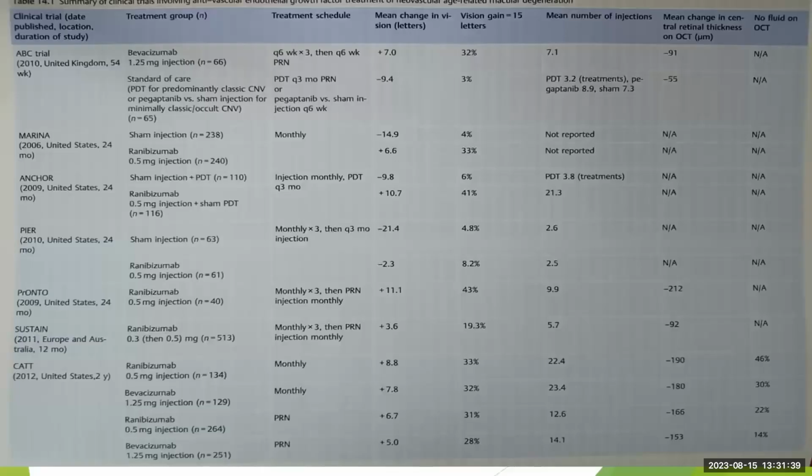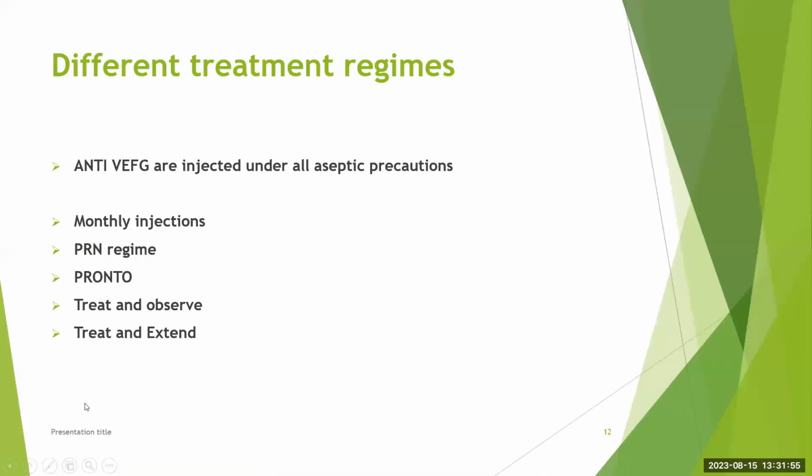These are different trials used for these anti-VEGF drugs. For bevacizumab, ABC trial. For ranibizumab, Marina, Anchor, Pier, Pronto, and Sustain trials. And CATT study was a comparison between ranibizumab and bevacizumab. Anti-VEGF are injected under all aseptic precautions. Different treatment regimens are monthly injections, PRN regimen, Pronto regimen, treat and observe, and treat and extend.